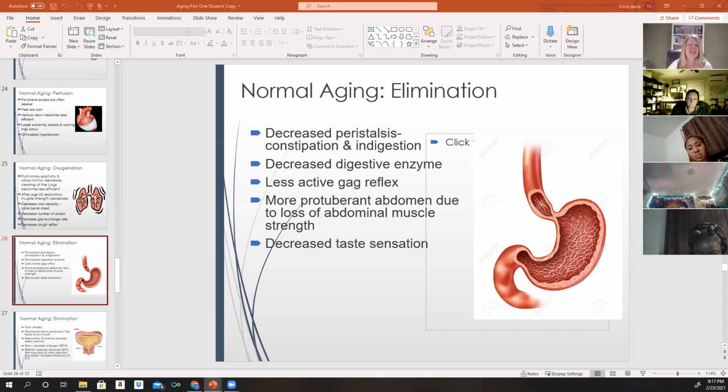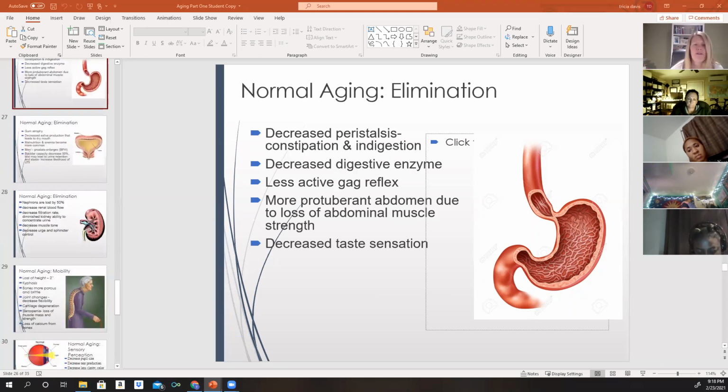A more protuberant abdomen due to the loss of abdominal muscle strength. When we say a protuberant abdomen, it's just going to be a nice puffy round little belly. And then we're going to have decreased taste sensation, which contributes to what? If they have decreased taste sensation, what other problems are they going to have? Decreased appetite. You got it. Decreased appetite, nutritional issues. You guys are starting to see now how this is like the perfect storm for all these older adults.